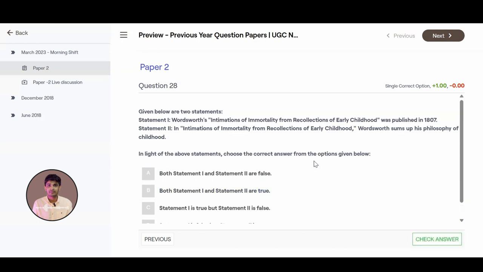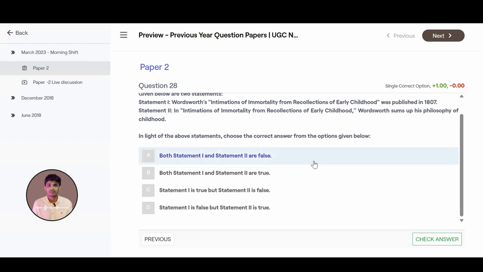28th question. Statement question. These types of questions are frequently asked in the NET exam these days, so be careful. Statement 1. Wordsworth's Intimations of Immortality from Recollections of Early Childhood was published in 1807. Statement 2. In Intimations of Immortality from Recollections of Early Childhood, Wordsworth sums up his philosophy of childhood. Now, you have four options.